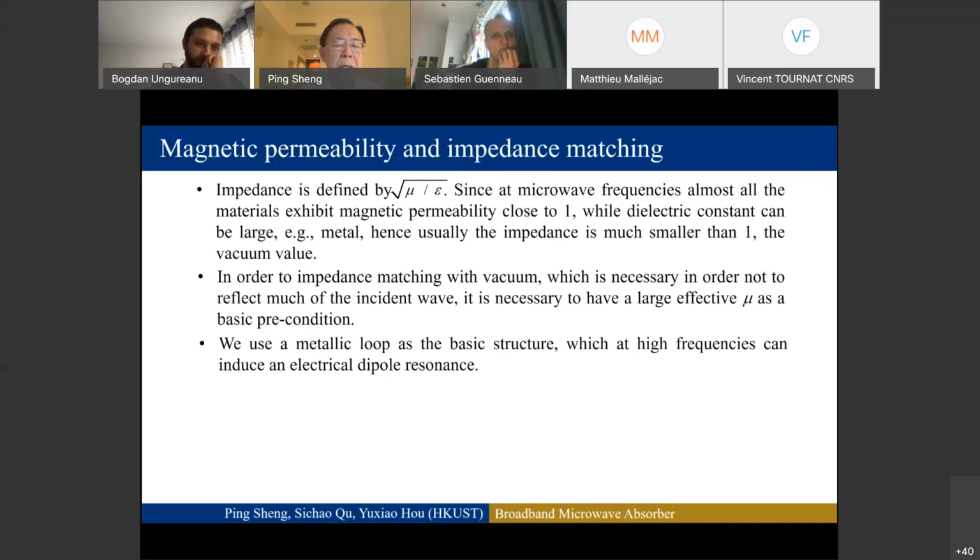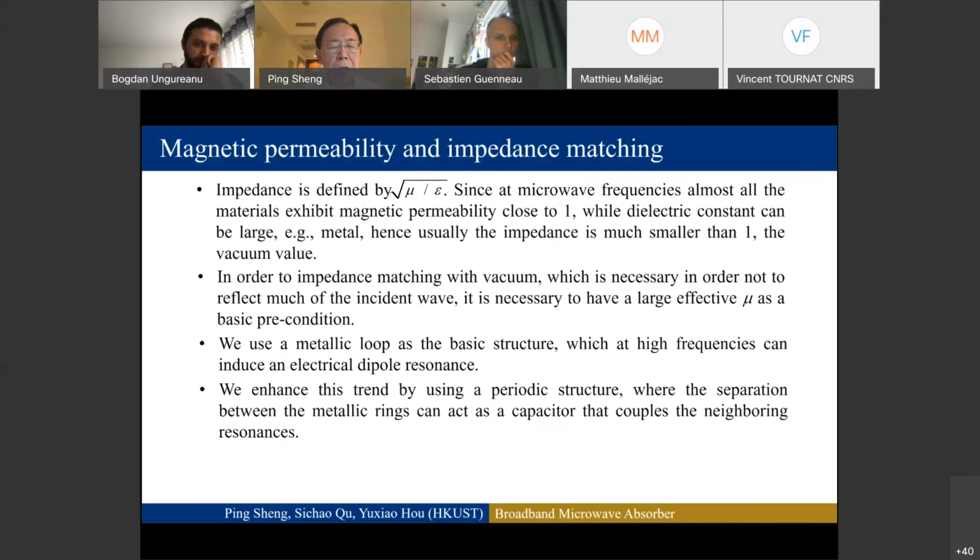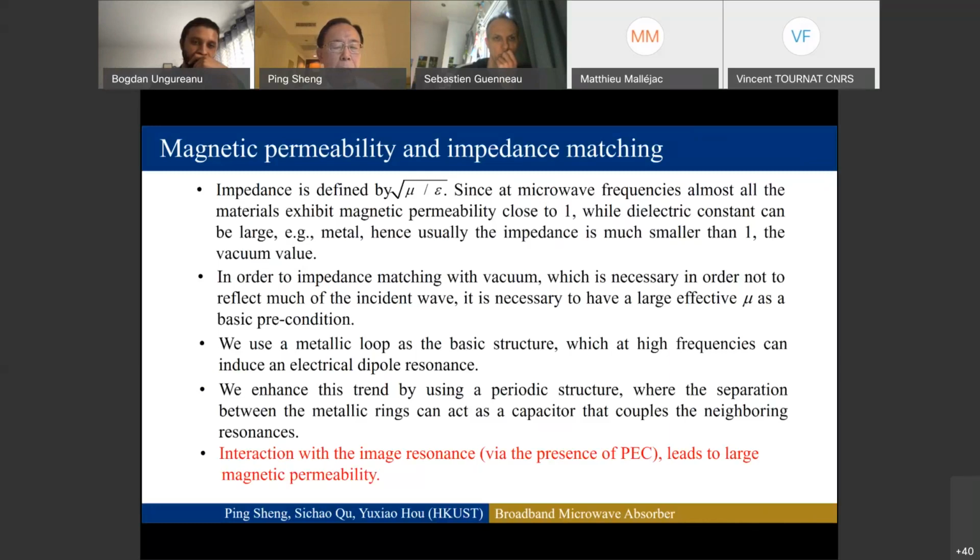And we want to use a metallic loop, as I mentioned before, which at high frequencies can induce an electric dipole resonance. We enhance this trend by using a periodic structure where the separation between the metallic rings acts as a capacitor that couples the neighboring resonances. And finally, the interaction with the image resonance, through the presence of a metallic backing, can lead to a large magnetic permeability, and I will explain how.